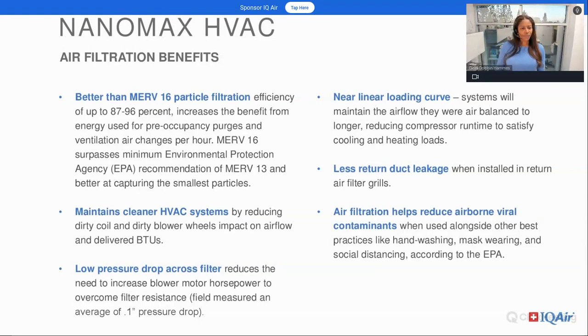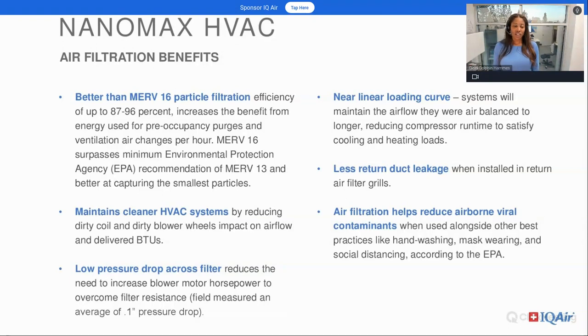Nanomax. Now, this is about our HVAC products, and these are standard filter sizes of 2 inches, able to fit into an HVAC system that has a 2-inch filter slot. Many folks have been recommending MERV 13 filtration, but our Nanomax filtration actually exceeds the MERV 16 standard. So it's literally like having HEPA filtration within your HVAC.